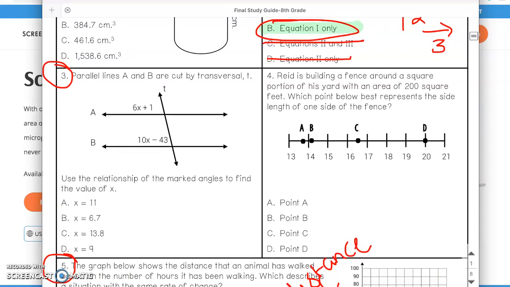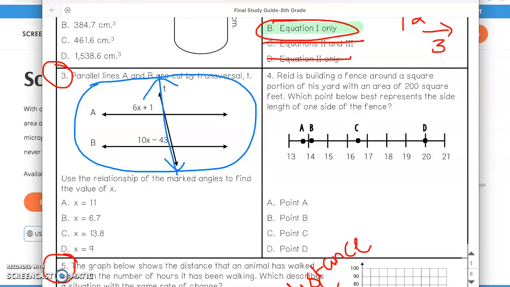So if you guys remember angles, I attached a cheat sheet for you on Google Classroom. Now, let's look at this graph, or these two lines cut right here. So we have A and B as parallel lines, and they're cut by this transversal, or this line that cuts through them, T. Okay, so I see that. Now, use the relationship of the marked angles to find the value of x.